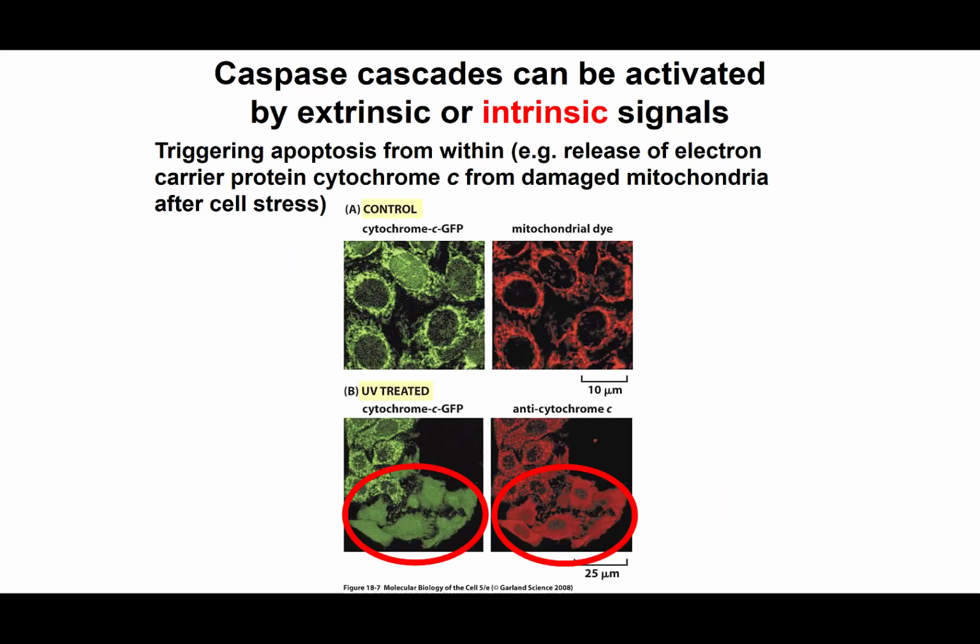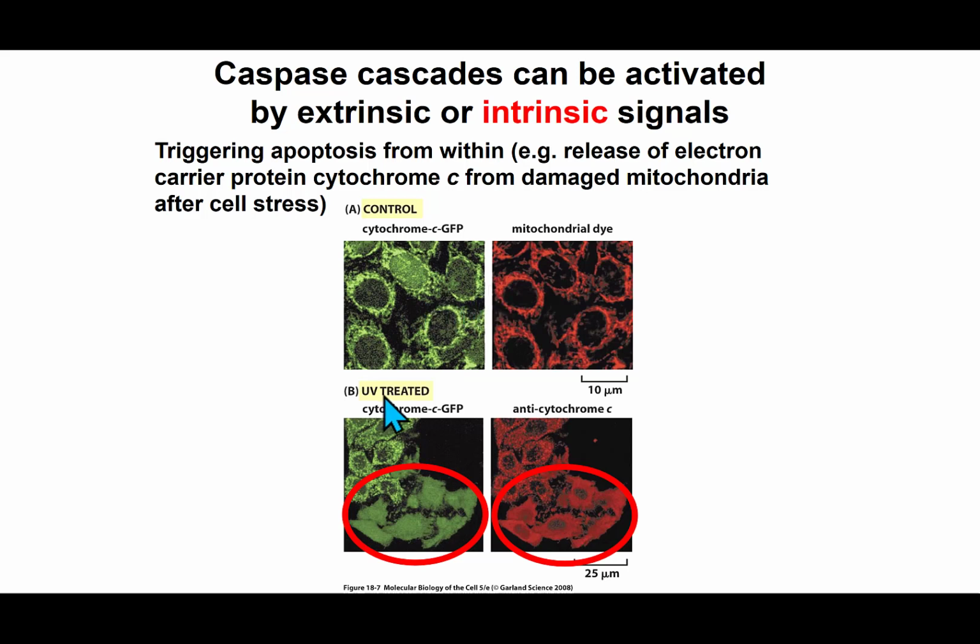Here we see an experimental view of intrinsic apoptosis. In the control case, you can see cytochrome C staining here. It's linked to a GFP. So you can see the green spots are essentially cytochrome C. And if you stain these cells with a mitochondrial dye, you can see that the mitochondria, well, that's exactly where the cytochrome C is. That's where you expect cytochrome C to be in the control case, in mitochondria.